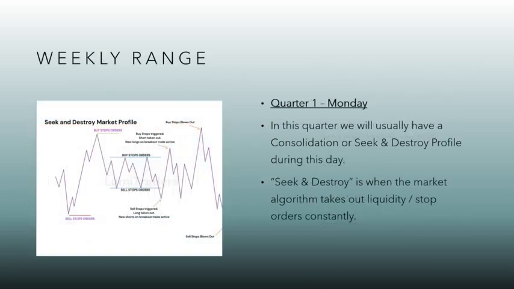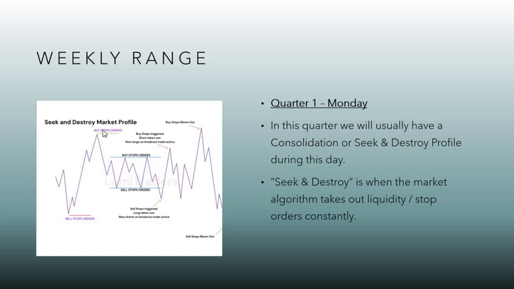So on the weekly range for quarter 1, Monday, in this quarter, we will usually have a consolidation or seek and destroy profile during this day. Seek and destroy is when the market algorithm takes out liquidity or stop orders constantly. So if we take a look at this model right here, what is the market doing? It's going up and down, right? But what do you see about it going up and down? It's going up and down in large ranges.